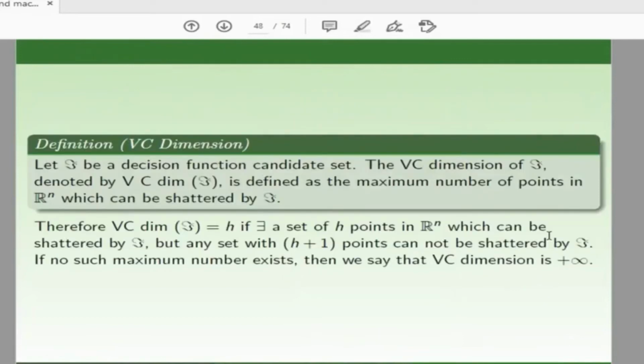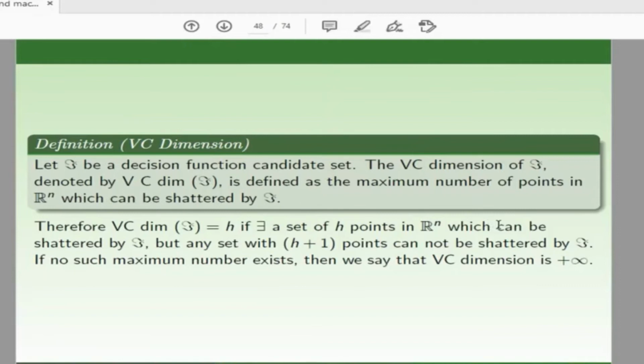Now, what does VC dimension say? Suppose this is a family of functions. Then the VC dimension of this family, denoted by VC dimension, is defined as the maximum number of points in Rn which can be shattered by F. So this is our definition of VC dimension. That simply means that you choose a family of functions, and you want to define its VC dimension. Its VC dimension will be the maximum number of points which can be shattered by this family.